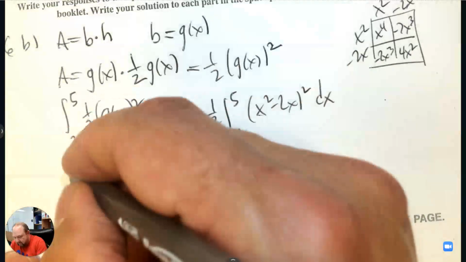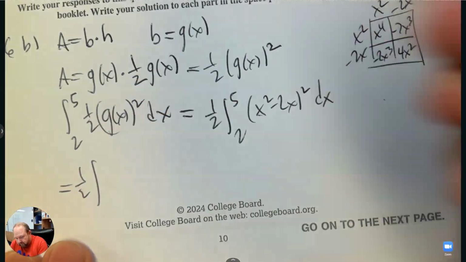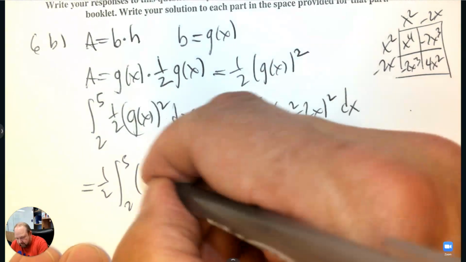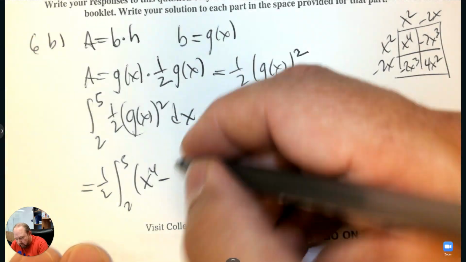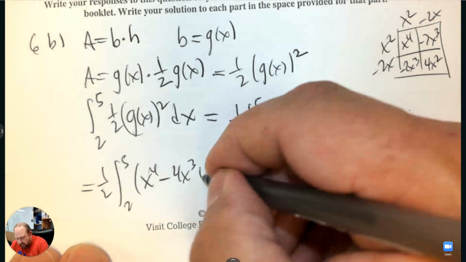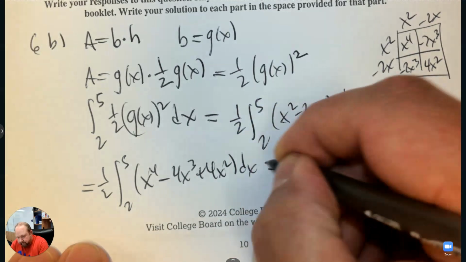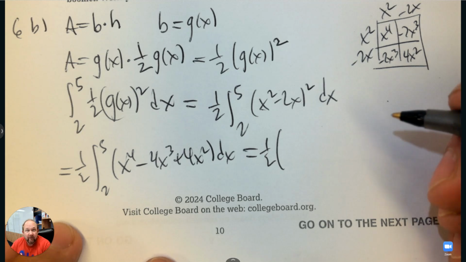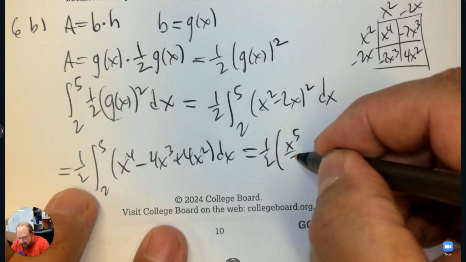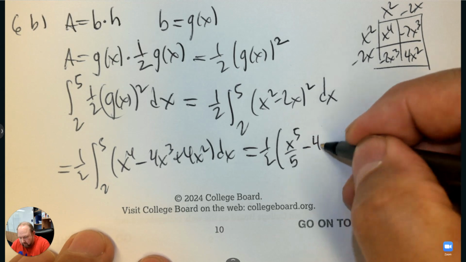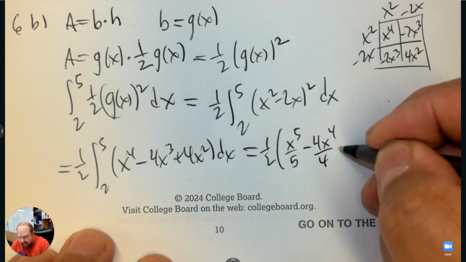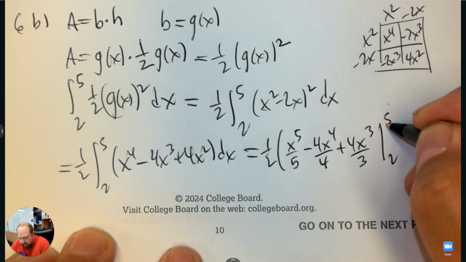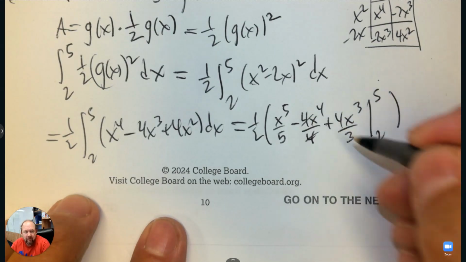And I'm going to come back here. We haven't integrated yet. So from 2 to 5. And I'm going to combine like terms. So x to the 4th minus 4x cubed plus 4x squared. We still have the 1/2 in front. And now I'm going to integrate. So I'm going to add 1 to the exponent and divide, for each term. And that's from 2 to 5. Notice the 4's cross out here.